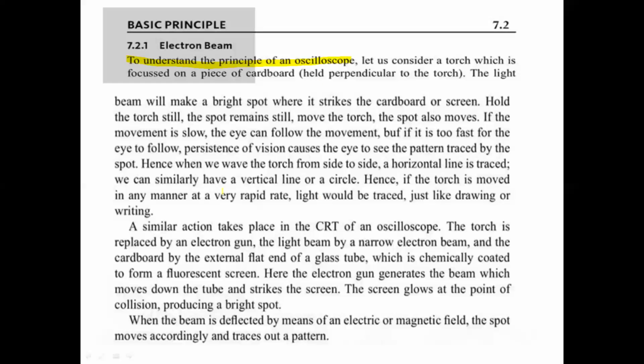To understand the principle of an oscilloscope, let us consider a torch. A torch light is focused on a piece of cardboard. We have to hold the torch light perpendicular to the piece of cardboard. So what happens when we place the torch light perpendicular to the piece of cardboard? The light beam will make a bright spot where it strikes the cardboard or screen.